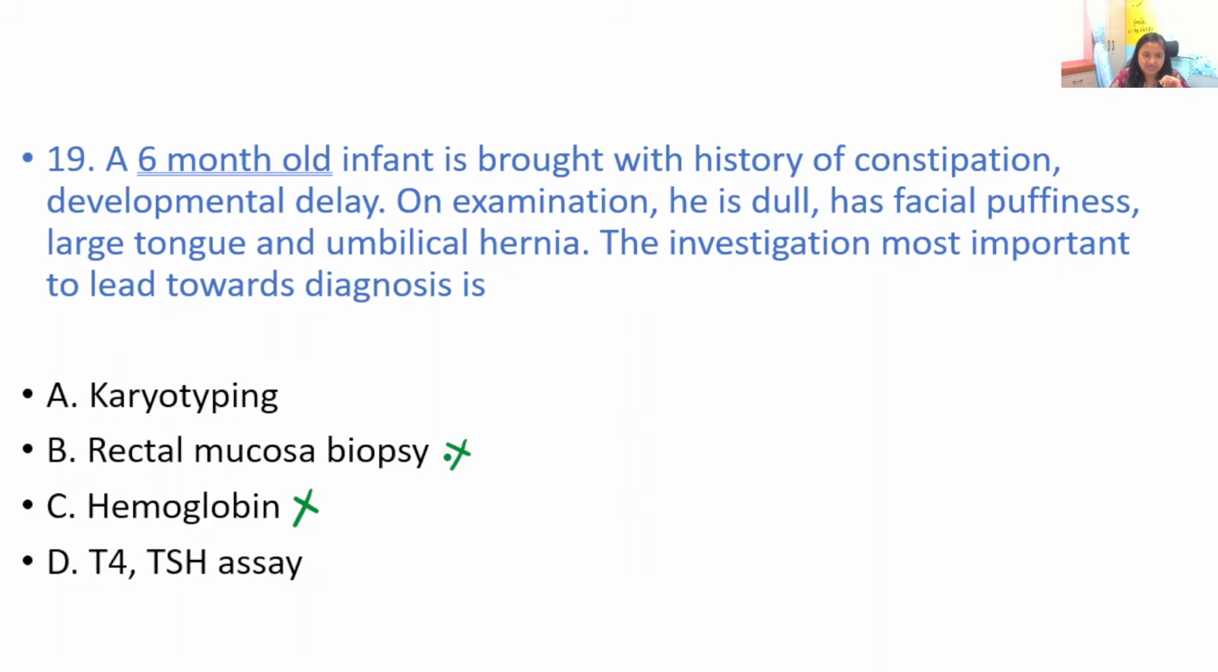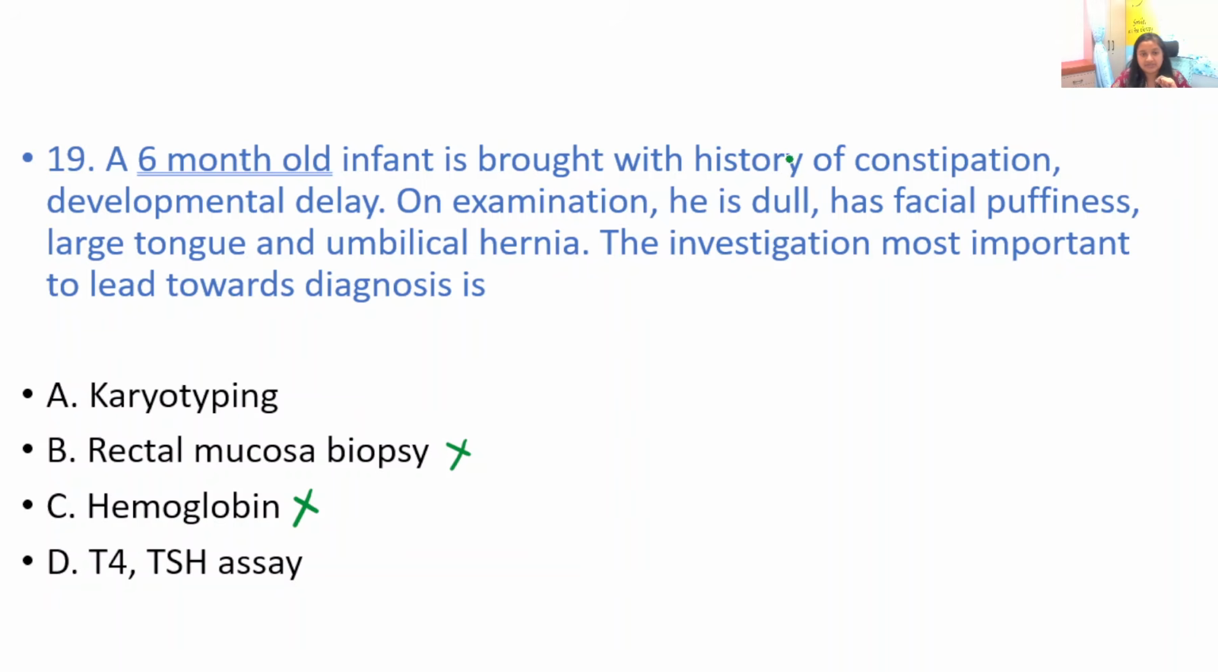hernia and facial puffiness. Karyotyping, now this is important because these features, constipation, developmental delay, the baby being dull and there is a large tongue or proportionately large tongue, umbilical hernia, this fits into Down syndrome. Okay, so karyotyping, yes, this is a possibility that can lead towards diagnosis. But then again, the last option is T4 TSH assay.